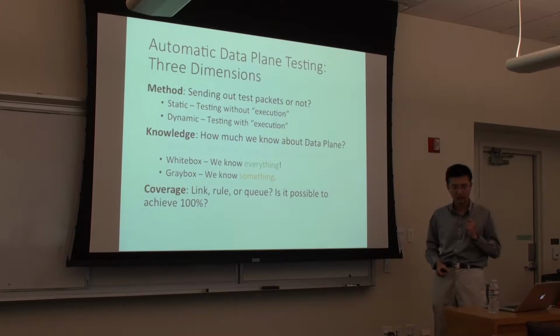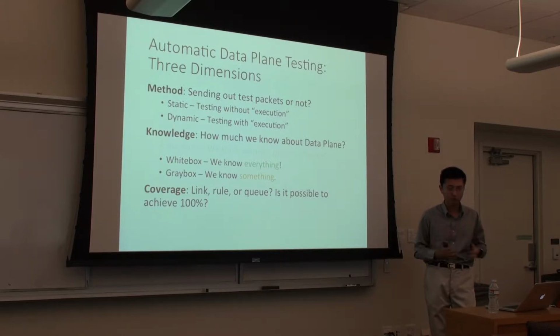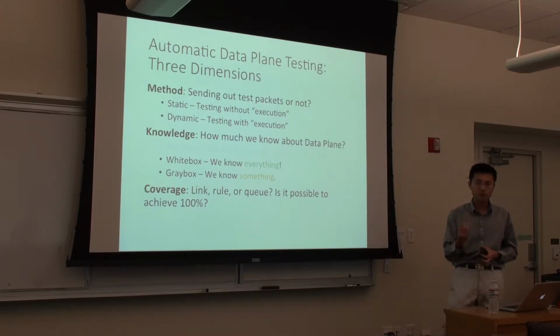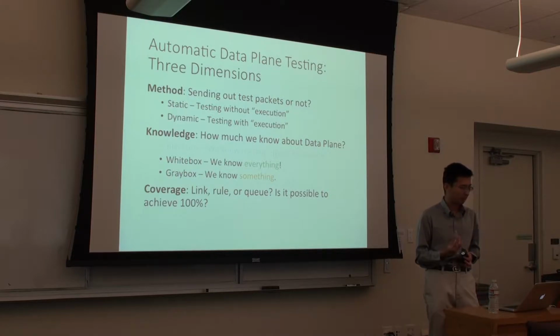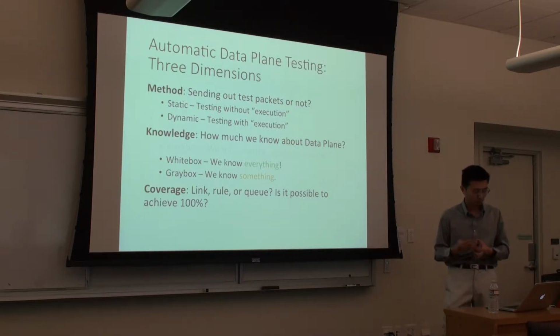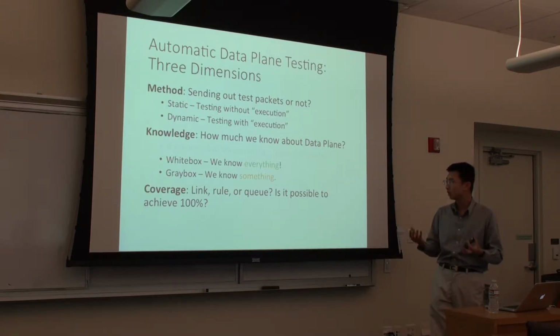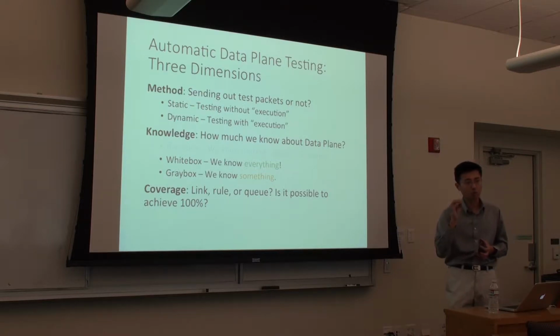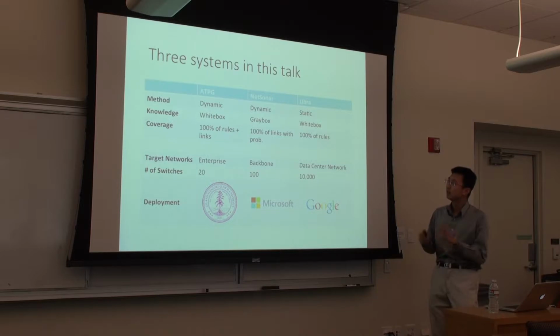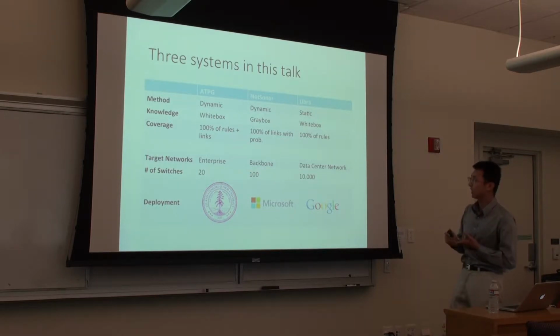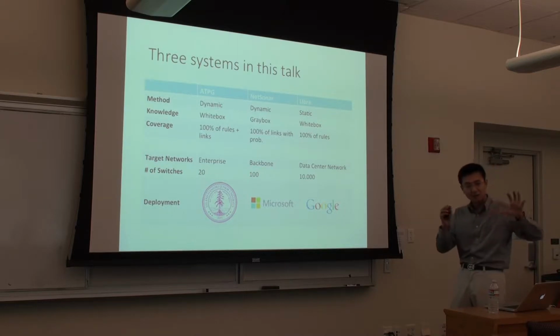The third dimension I will explore is the coverage, or what kind of network components an automatic tester covers. Do we cover links, rules, or queues? Is it even possible to achieve 100% coverage? So in this talk, I will mainly describe 3 automatic testers from my PhD. And they explore different design points in this design space.